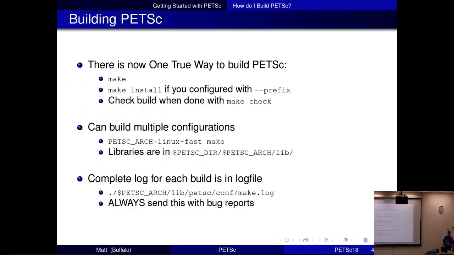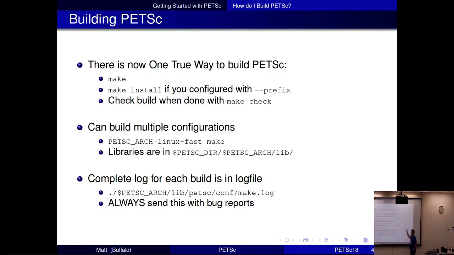And then the build, thankfully, so you've downloaded it from the repository, you configured it, which is just a Python script, and then we build it. The build is the least sophisticated, fastest, nicest part of what happens. You just type make. If you configured with a prefix, you type make install, and it will put it there.